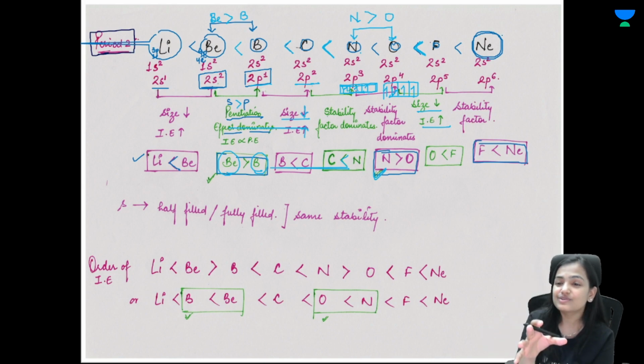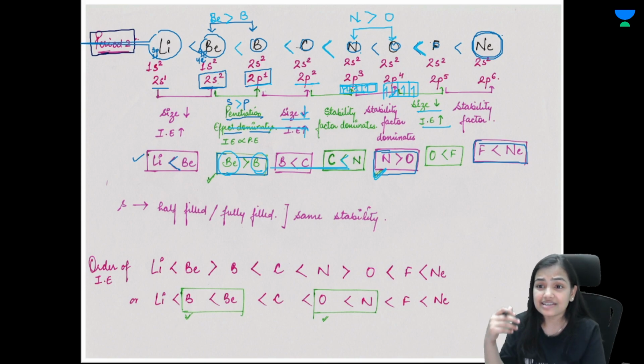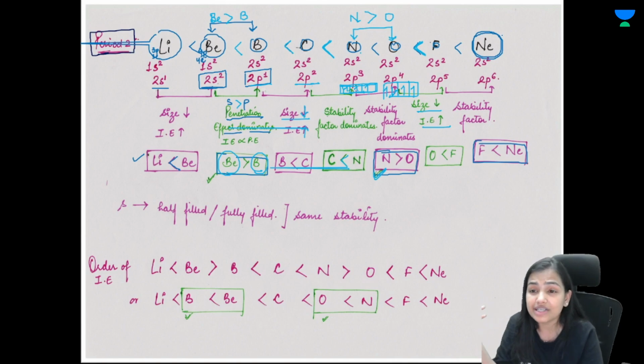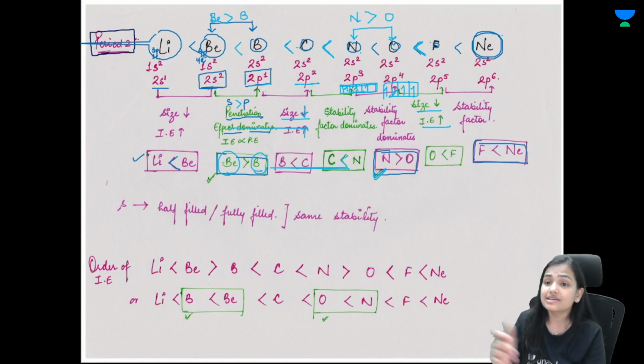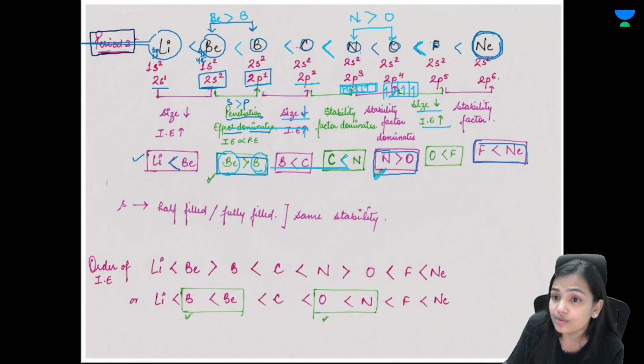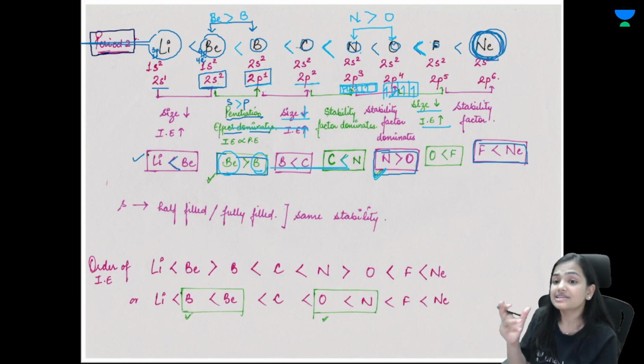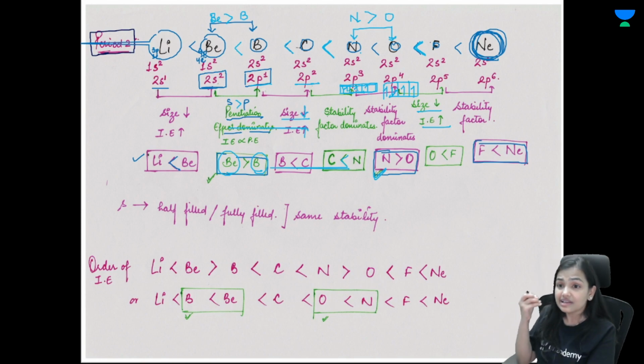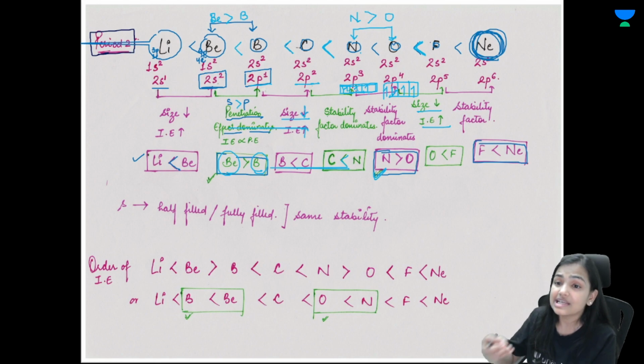Don't you really think that size is a more dominating factor here? No, size is not the most dominating factor here. The point is neon. This is neon, and neon has the 2p6 kind of configuration. This is a noble gas, which is inert. They are also known as the inert gases.